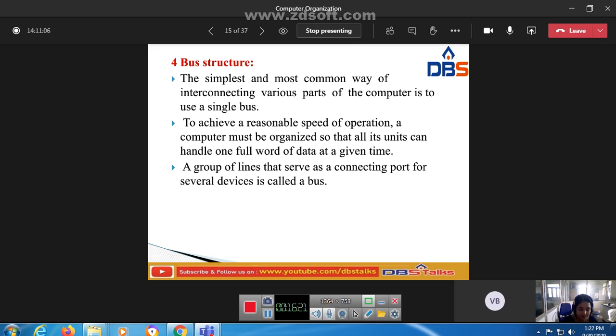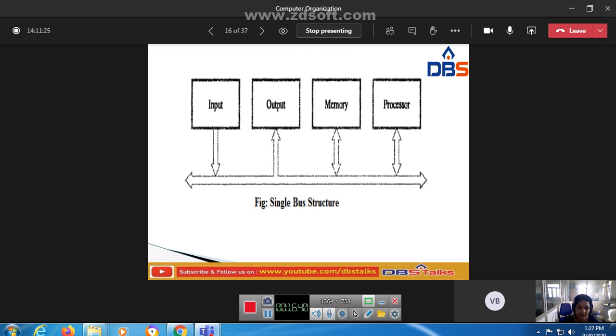In addition to lines that carry the data, the bus must have lines for address and control purposes. A simple way to interconnect is to use a simple bus, as shown in the figure. I am having a small figure of the bus structure. This is the bus structure. In this bus structure, we are using the single bus structure.